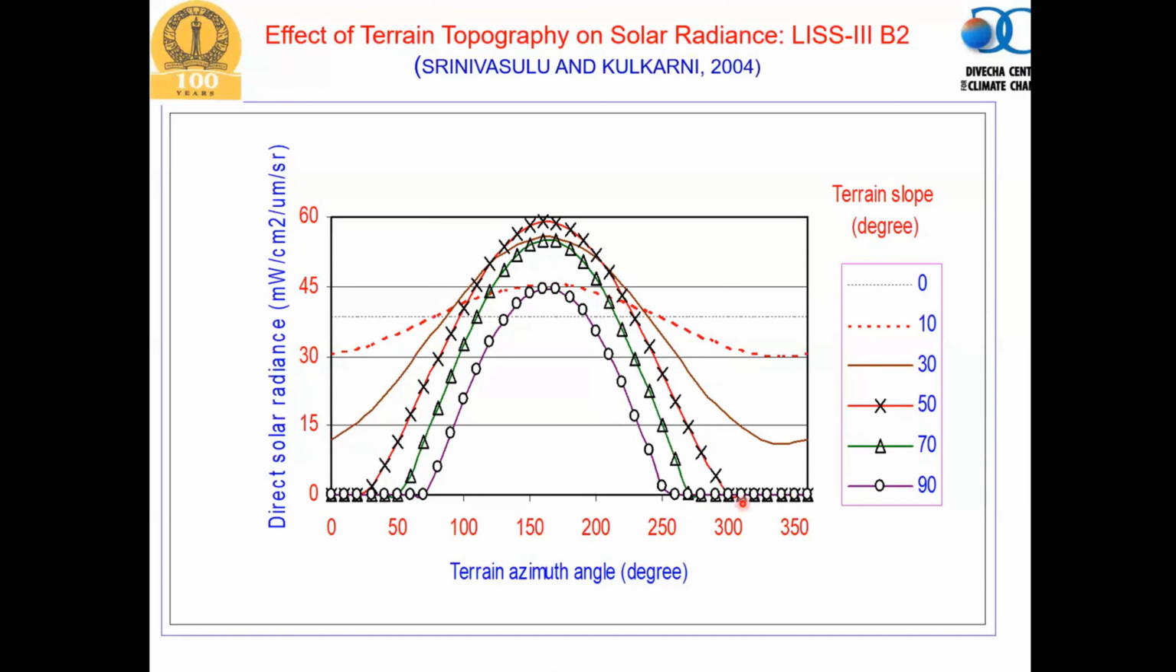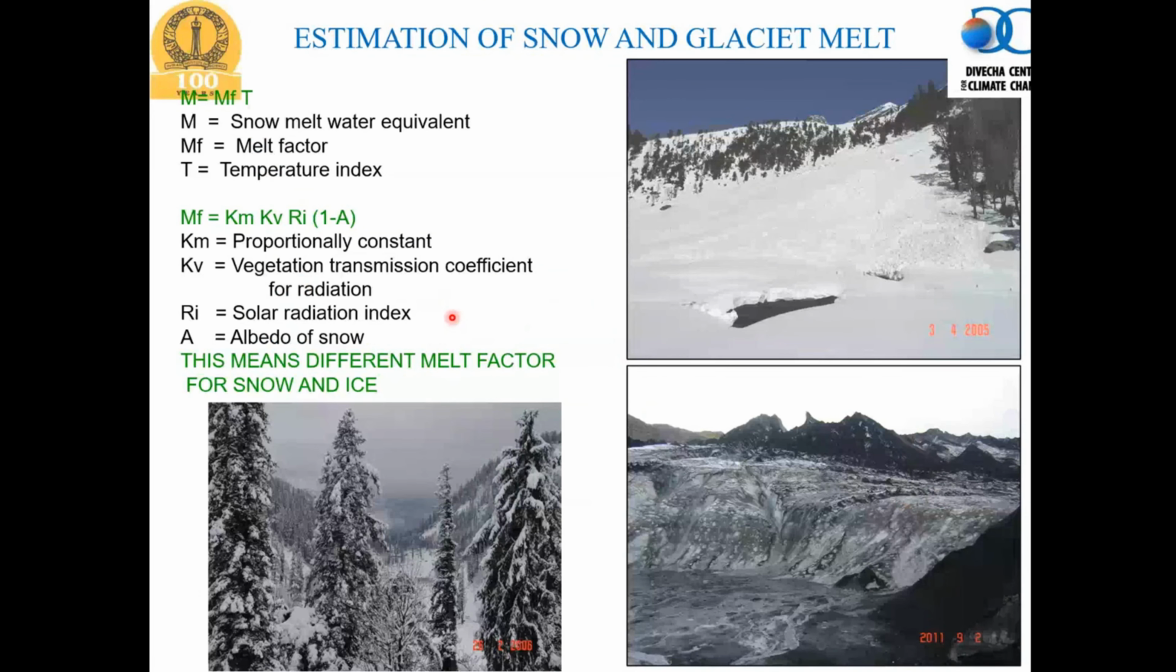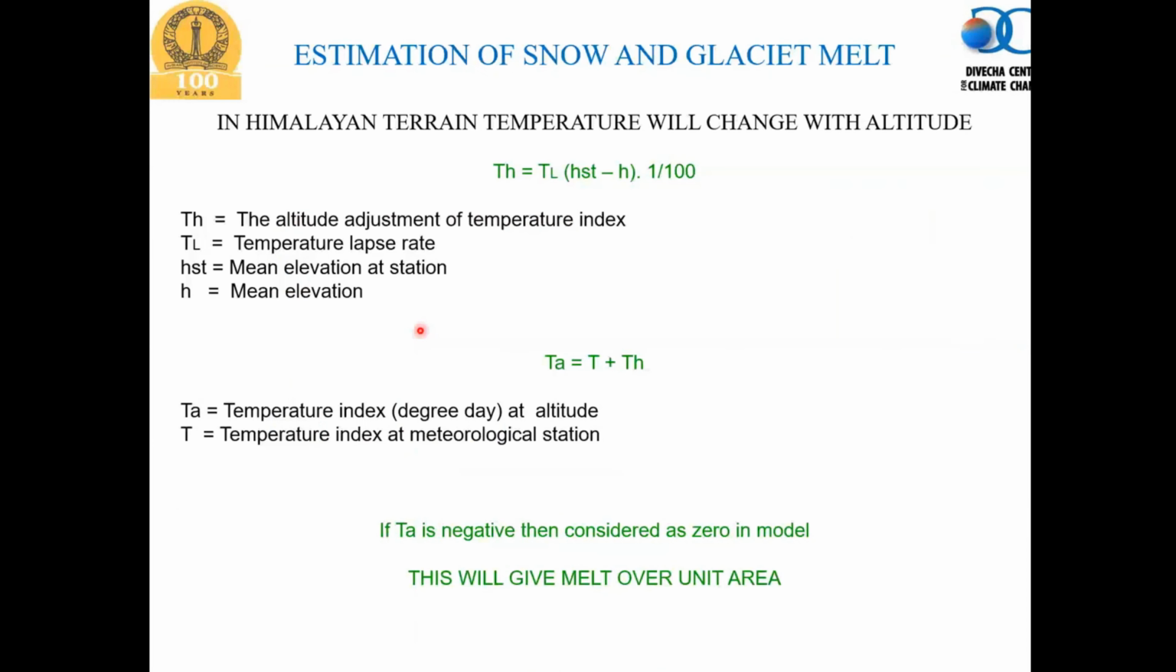Sometimes if you take a slope which is 50 degrees, you can see the incoming solar radiation on a southern slope will be much higher than on a horizontal plane. So incoming solar radiation is definitely going to change depending upon solar zenith angle and the terrain slope. Therefore, when you apply this solar radiation index, you need to consider the slope and aspect.